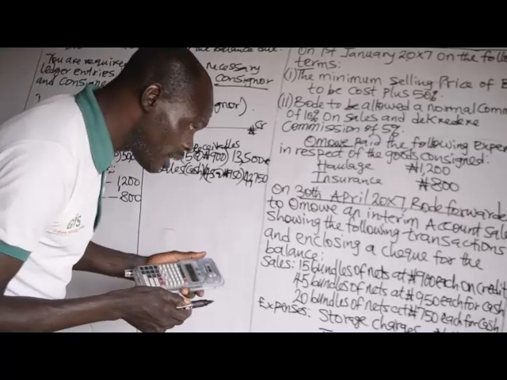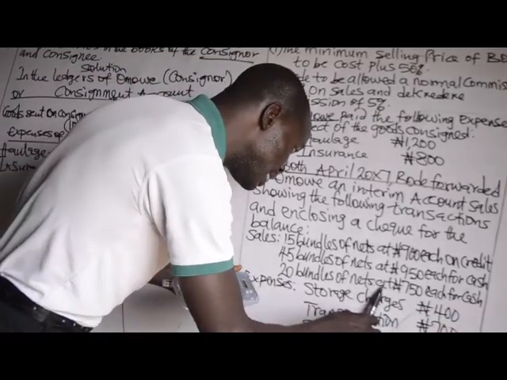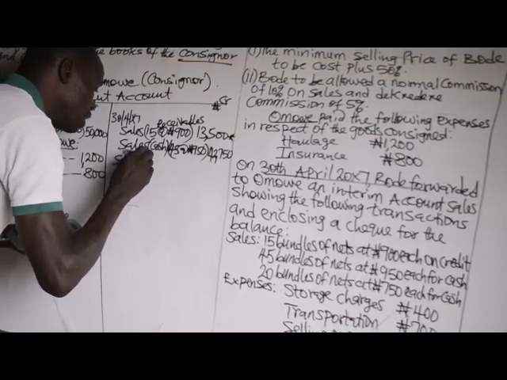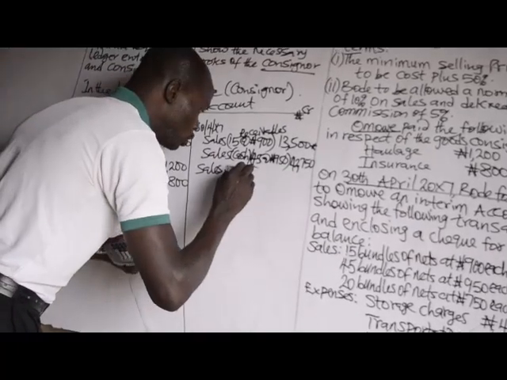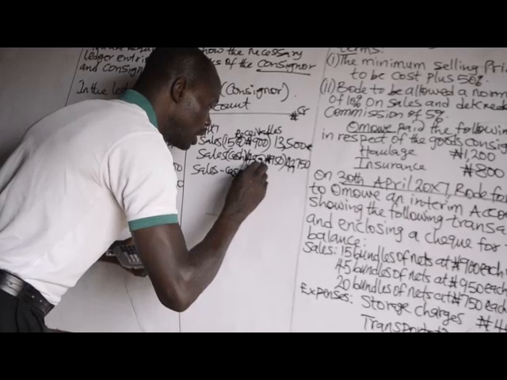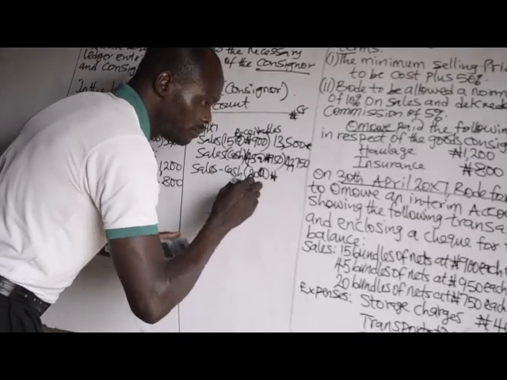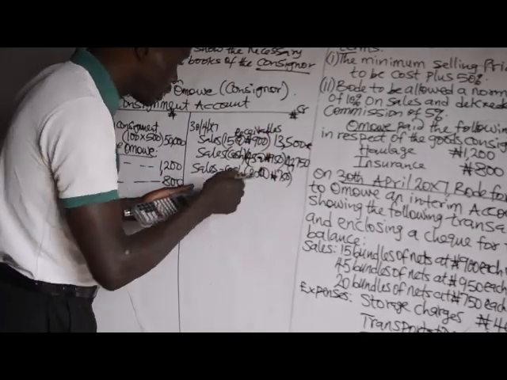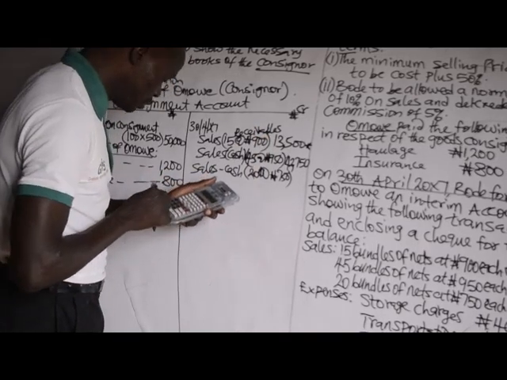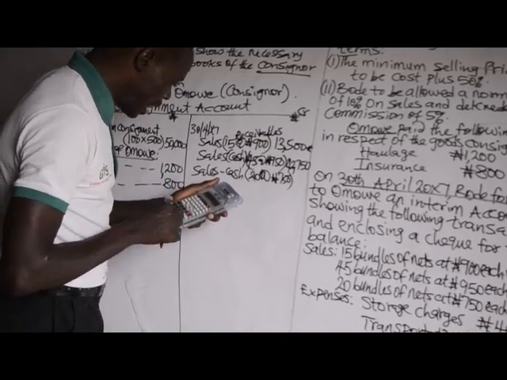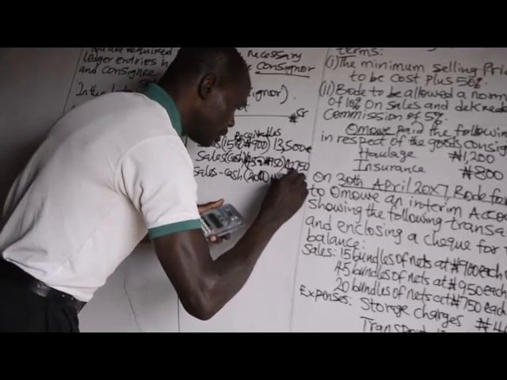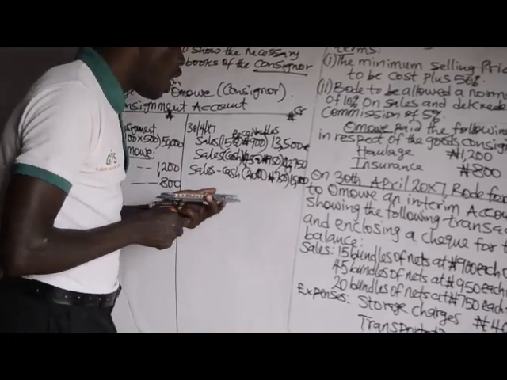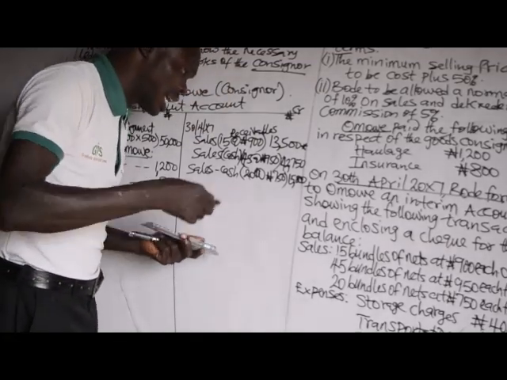Then we also have another sales. 20 bundles of net at 750 naira each for cash. That is also another cash sales. That is 20 bundles at 750. So that means the only credit sales is the first sales, which amounted to 13,500. 20 times 750 gives us 15,000. You have to close your account upon the receipt of each account sales.